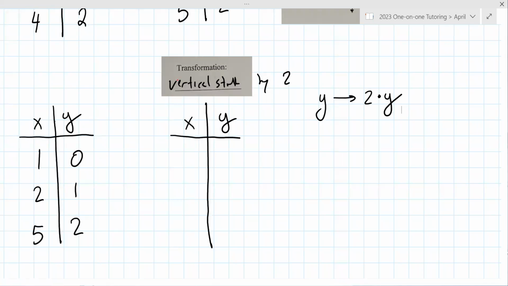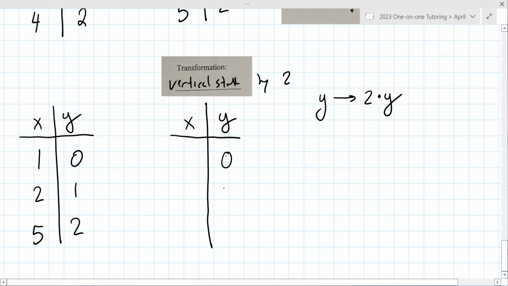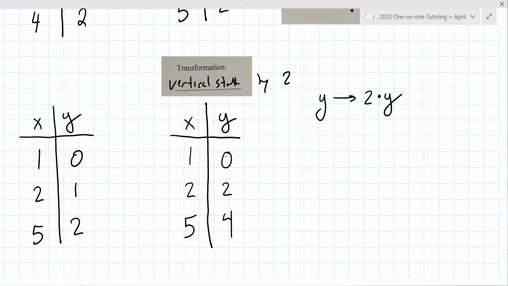Do you have an answer for me? Yep, I got the answer. 2 times 0 is 0, 2 times 1 is 2, and 2 times 2 is 4. Okay. All right. Could you graph that for me, please, and let me know when you're done?